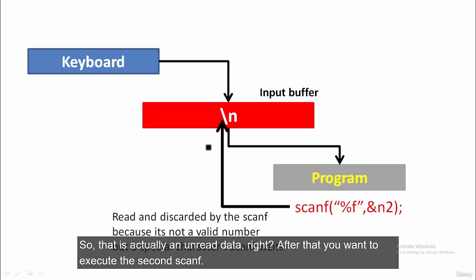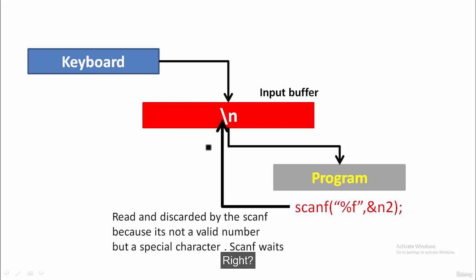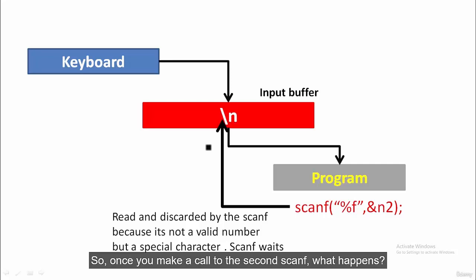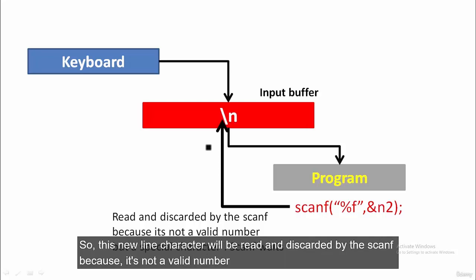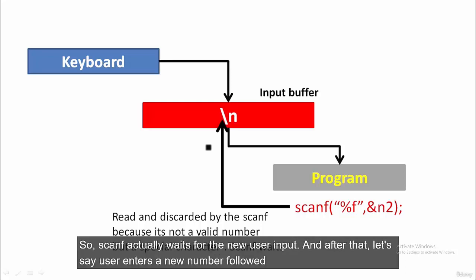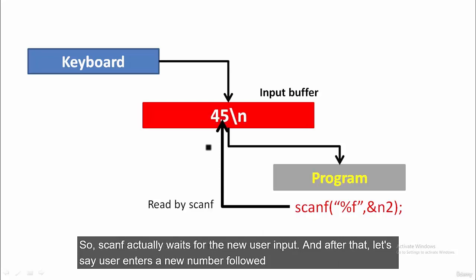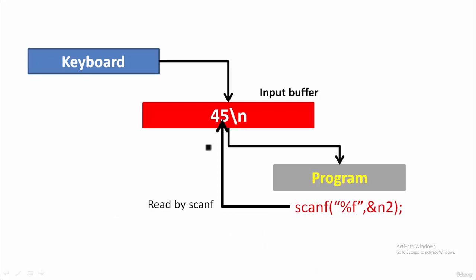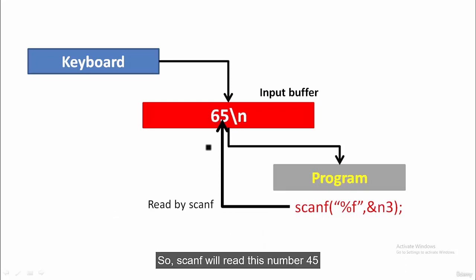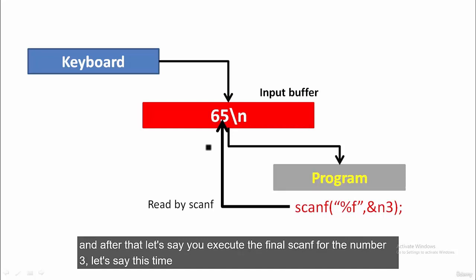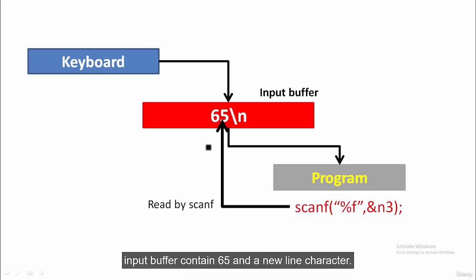After that, you want to execute the second scanf, right? Once you make a call to the second scanf, what happens? This \n is actually a special character. This newline character will be read and discarded by scanf because it's not a valid number, but a special character. So scanf waits for new user input. After that, let's say the user enters a new number followed by the enter key. So scanf will read this number 45. After that, let's say you execute the final scanf for the third number. Let's say this time the input buffer contains 65 and a newline character.